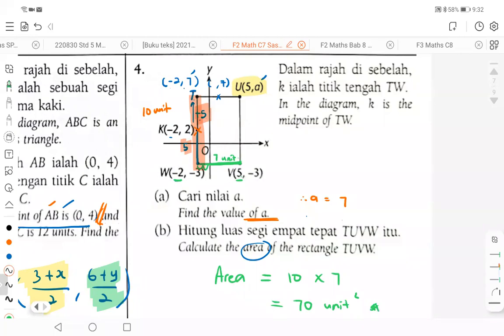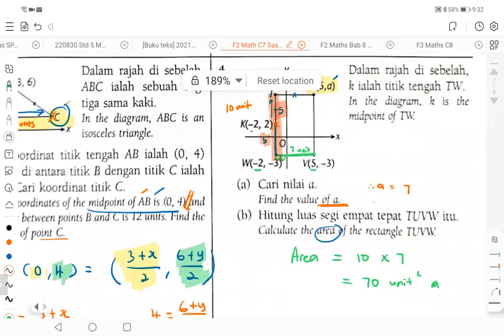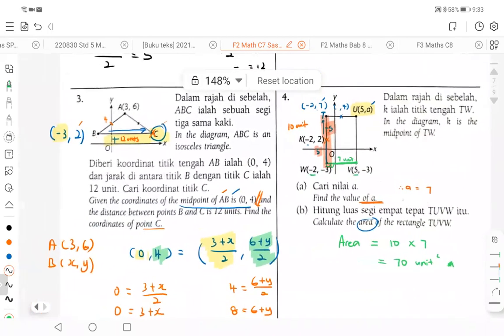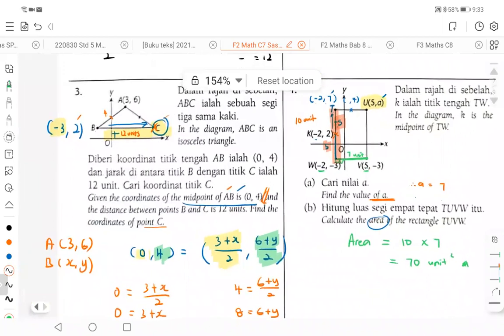Okay. Okay, guys, you can copy the answer for question 4.